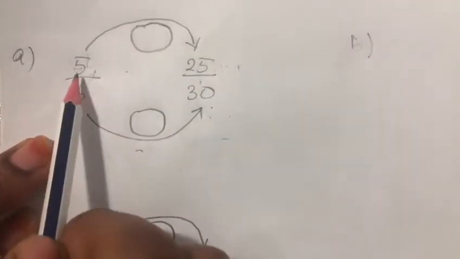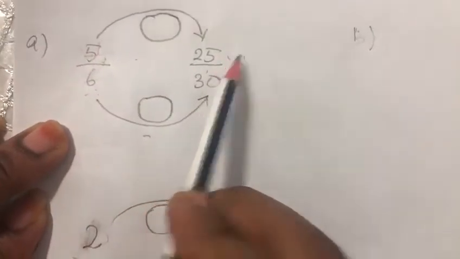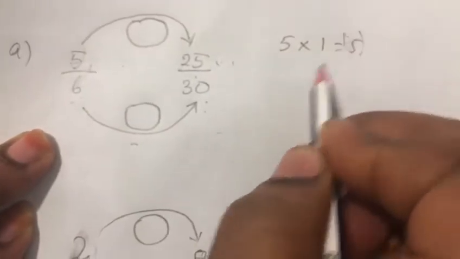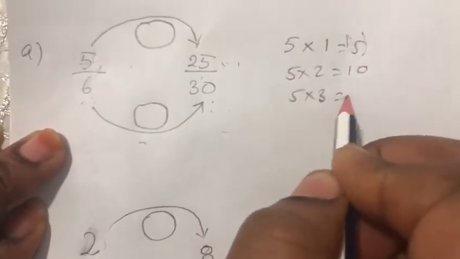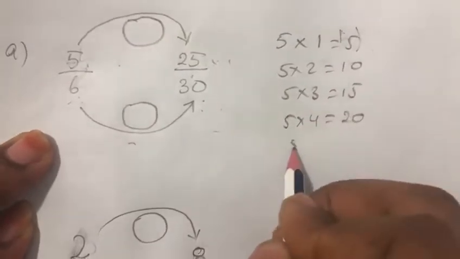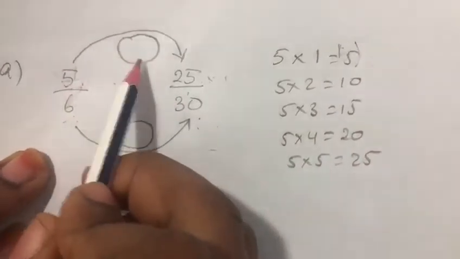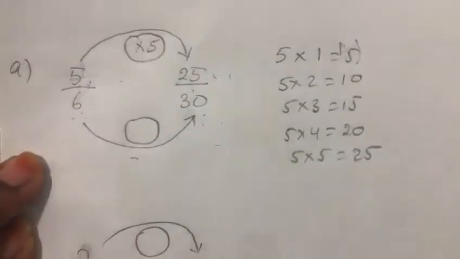So we have here 5 multiplying what number to give us 25. So we can quickly check our table of 5. 5 times 1 is 5. 5 times 2 is 10. 5 times 3 is 15. 5 times 4 is 20. And 5 times 5 is 25. So we see 5 times 5 should give us 25. I simply write my multiplier times 5.